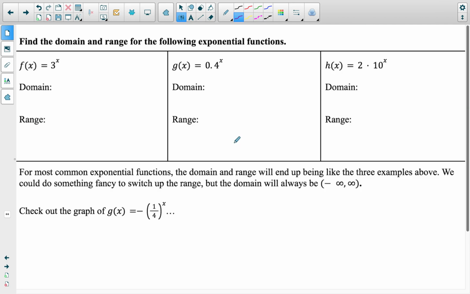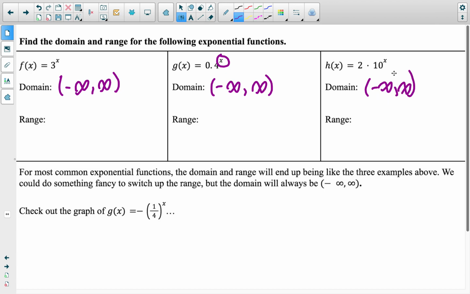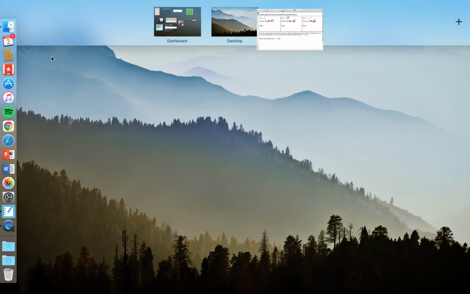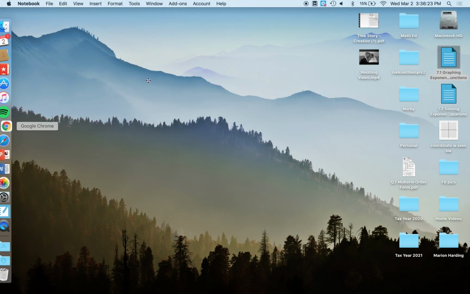Okay. So in general, domain and range for these are pretty much going to consistently be negative infinity to infinity for the domain. And again, these are exponential functions because we can plug in anything for these x's up here. Okay, and then thinking about our ranges, right, 3 to the x, let's just plug in some of these graphs and see what we can get.